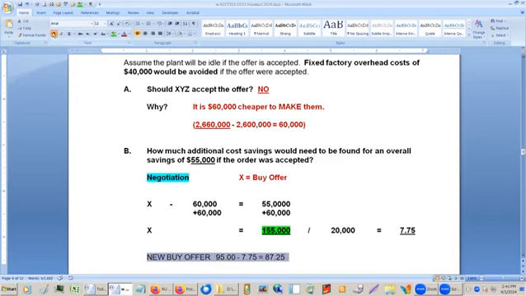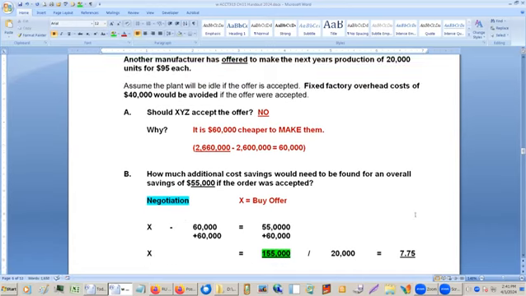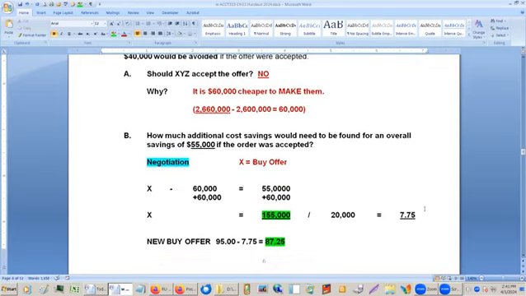You don't have to do this for the test. Maybe I'll give you more extra credit points if you do though. So this would have to be the new buy offer. The new buy offer would have to be, you'd say, well, if you can cut the price down to 87.25, we'll do it. We can't do it at 95, but 87.25, and you have yourself a deal.